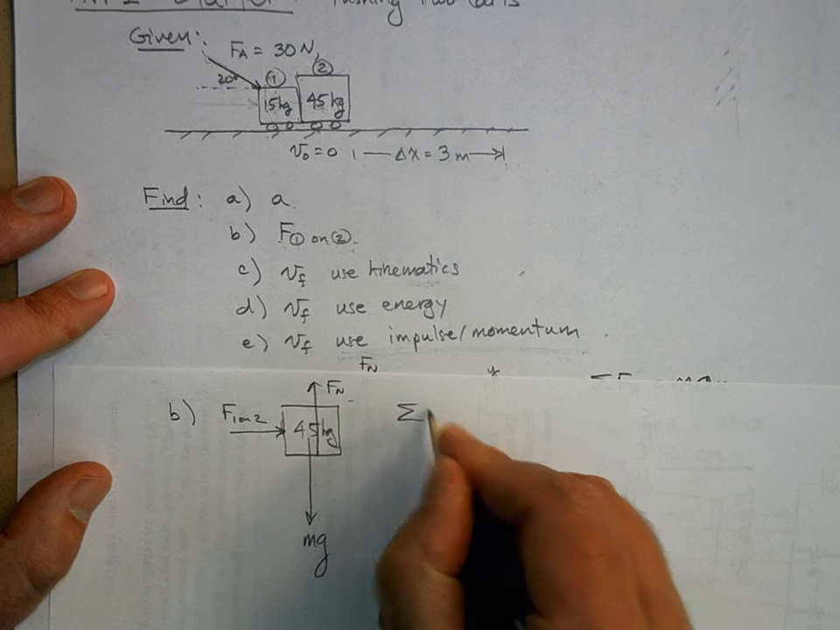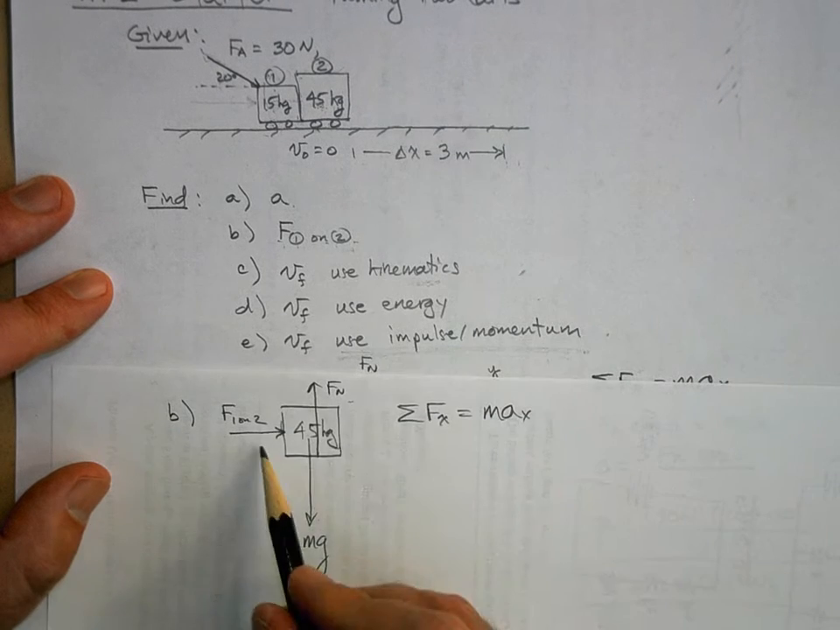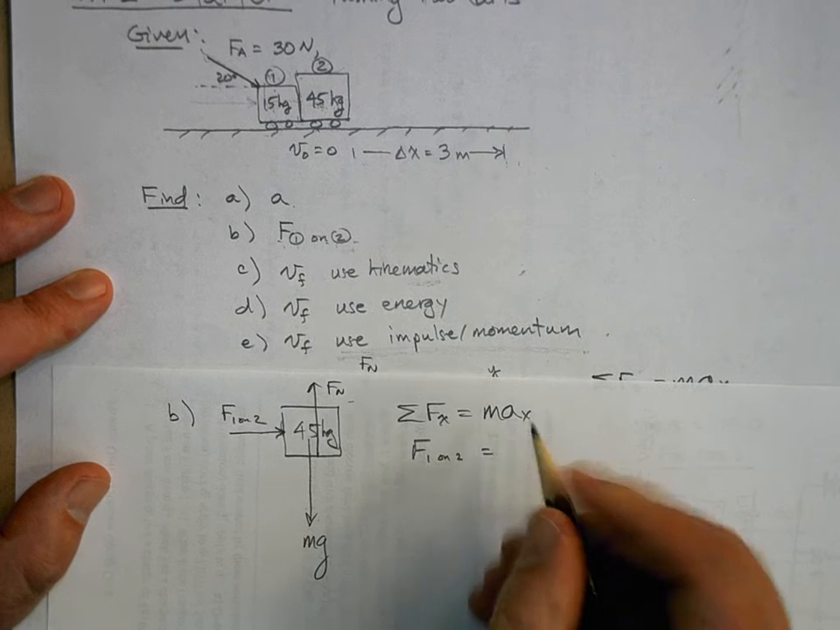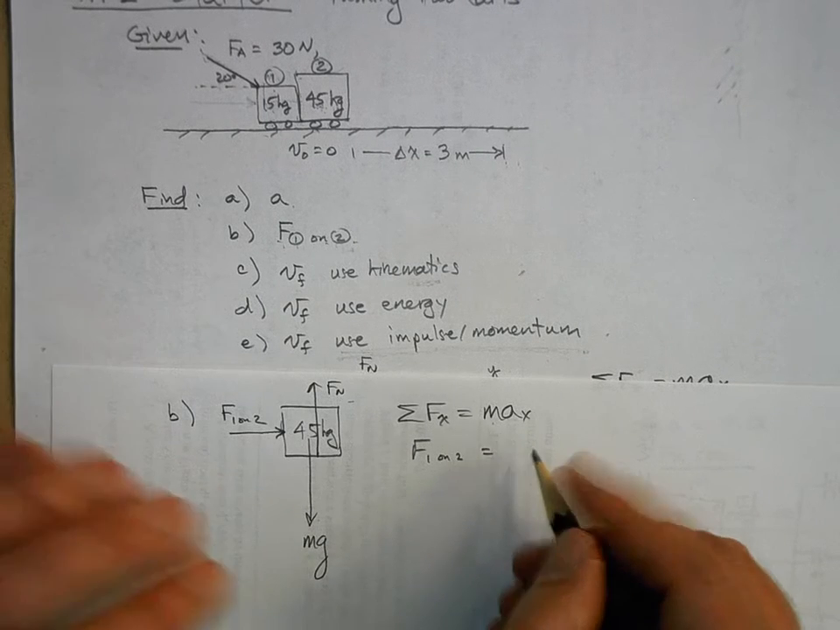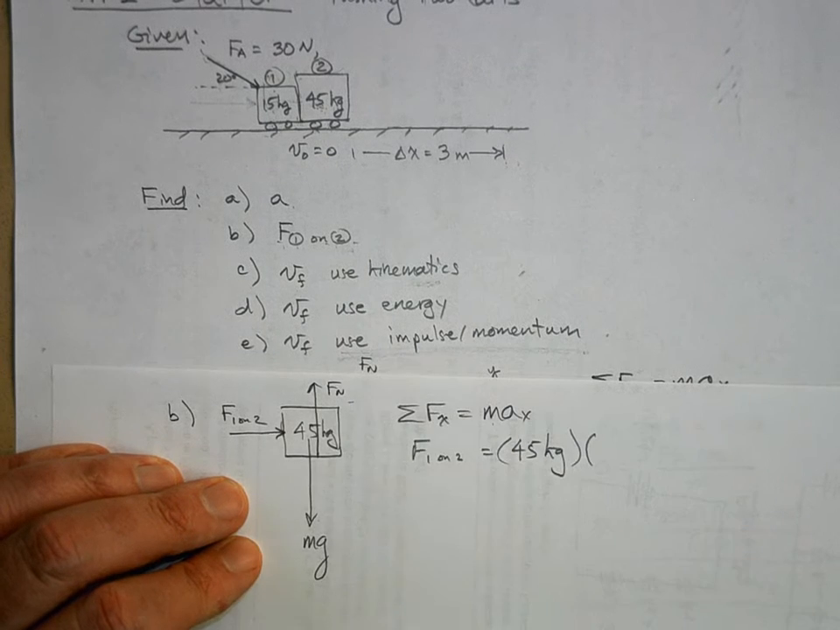So if I sum the forces in the x direction equals ma in the x direction, there's only one. The force of 1 on 2 is equal to ma. Now what is m? 45 kilograms. And how fast is it accelerating?